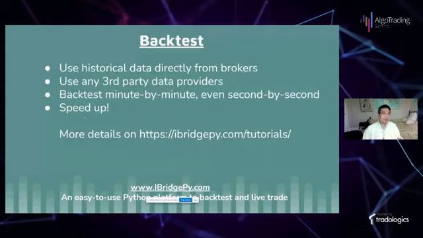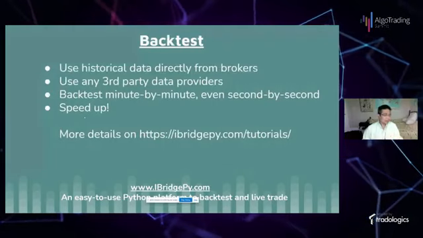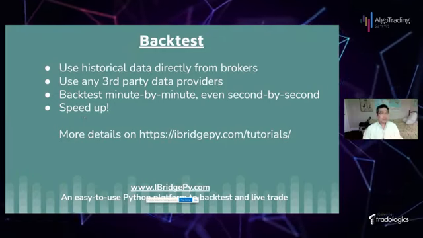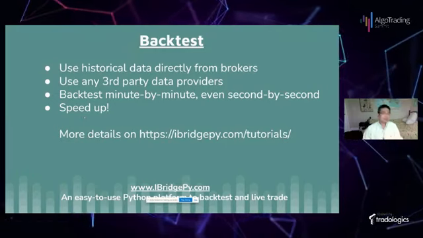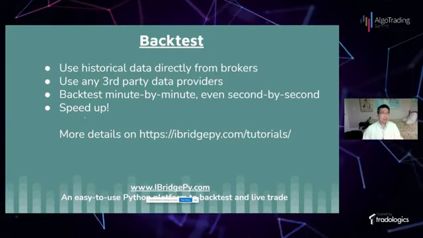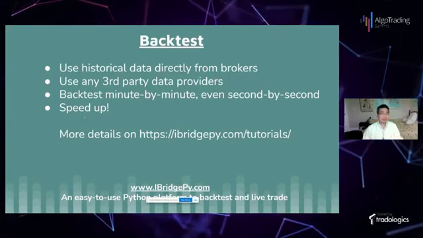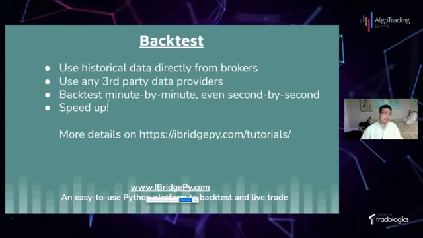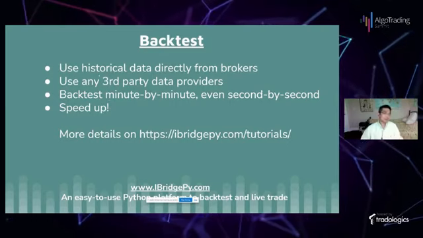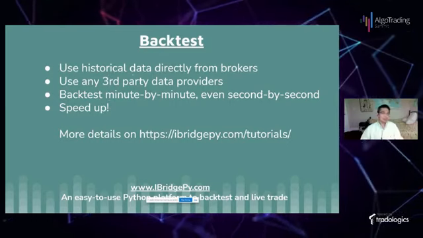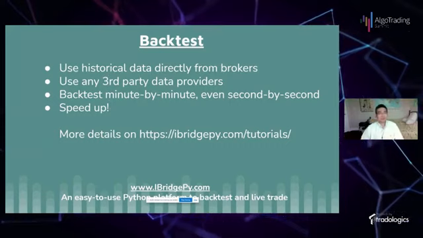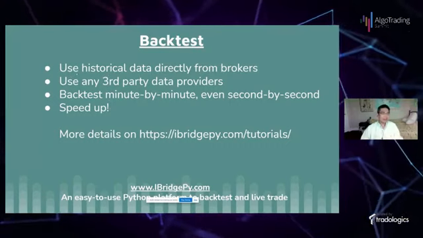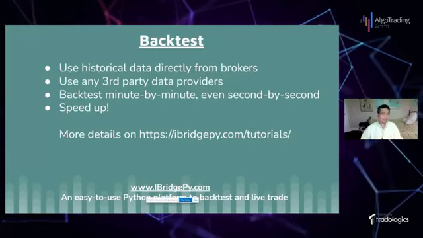After we have a trading robot, the next step is to backtest. Backtesting is pretty much using historical data to run through your trading robot to see if there are any problems and to check whether you can make a profit or not. IBridgePy does not have historical data, so it uses historical data directly from brokers, for example, Interactive Brokers. It can also use any third-party data provider's data. I will show it later.